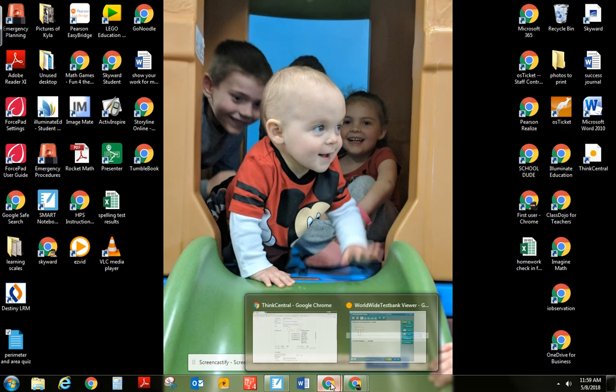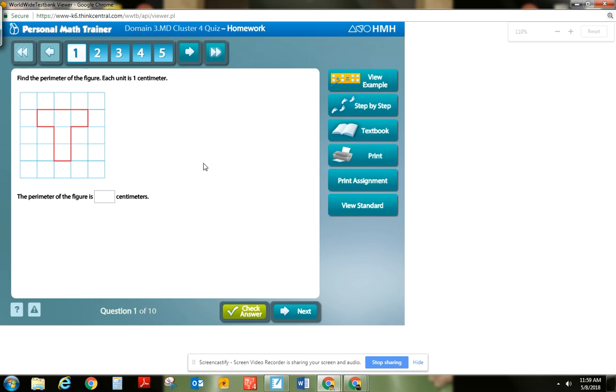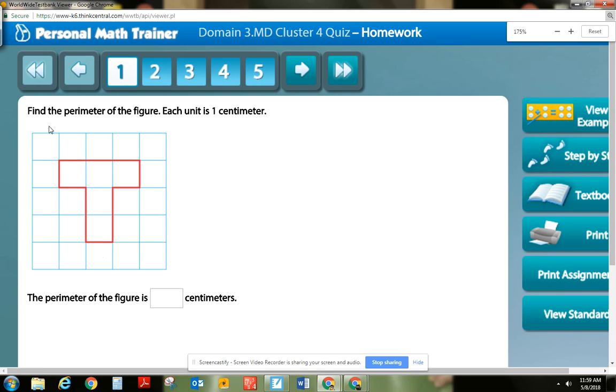All right, here it is. So let's pull it up. I want to zoom in on this. Remember, Control plus lets you zoom in. Find the area and find the perimeter of the figure. Each unit is 1 centimeter.